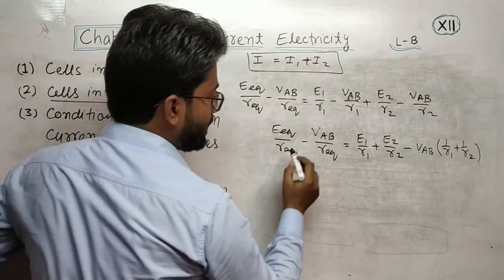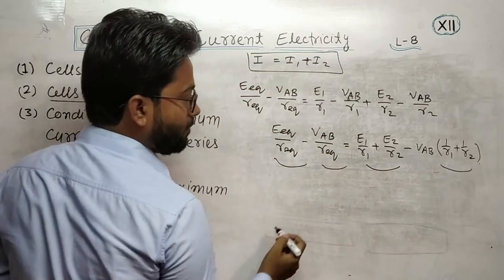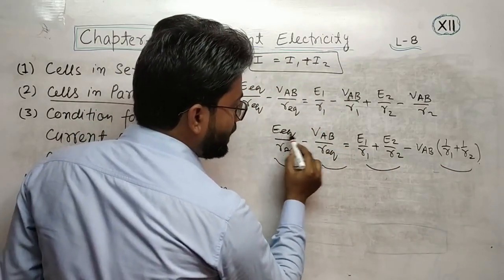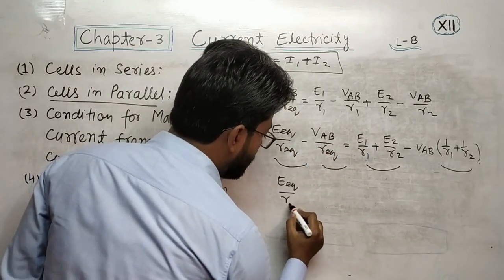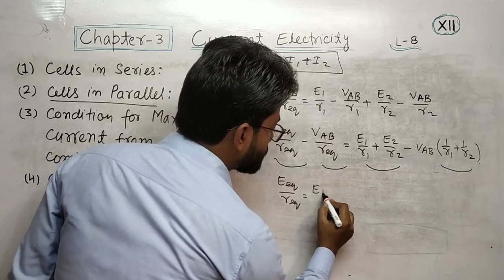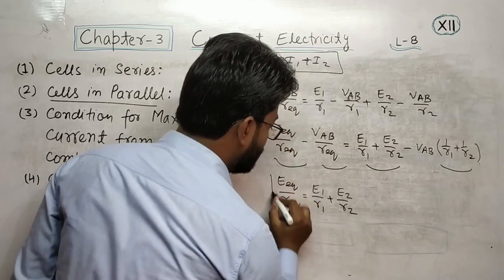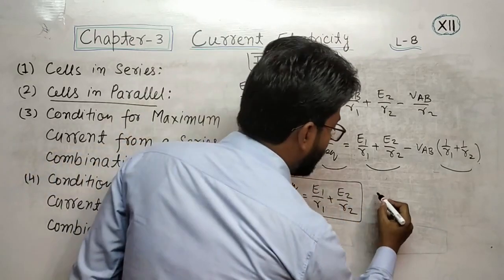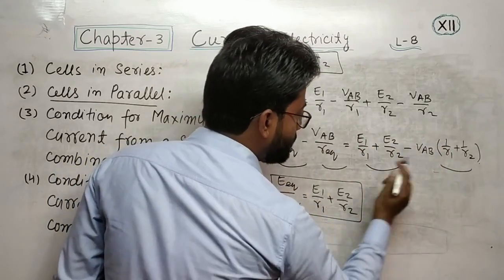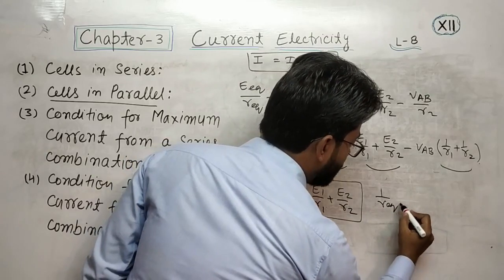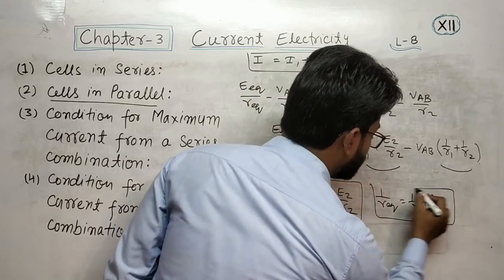Finally, we can compare this by this and this by this. V_AB E equivalent is equal to E equivalent upon R equivalent, which equals E1 upon R1 plus E2 upon R2. This is the equation, and on comparing this by this, V_AB cancels out. 1 upon R equivalent is equal to 1 upon R1 plus 1 upon R2.